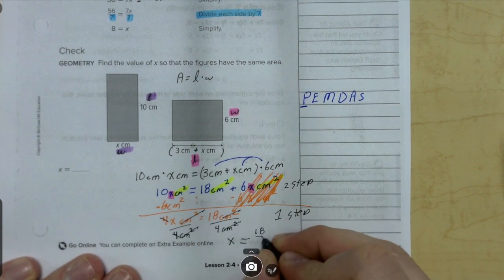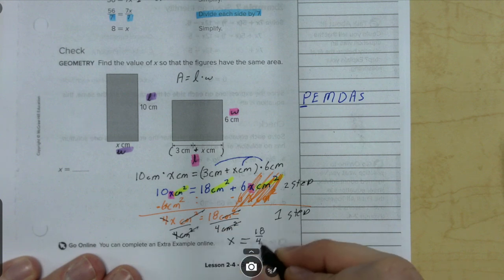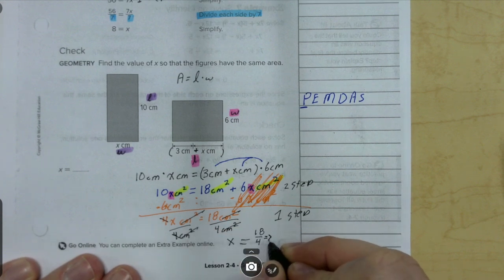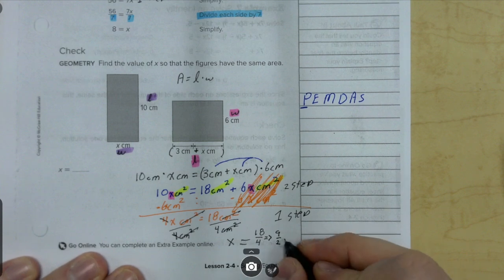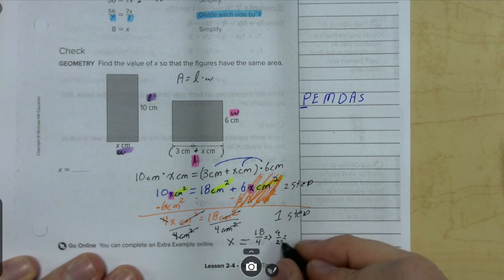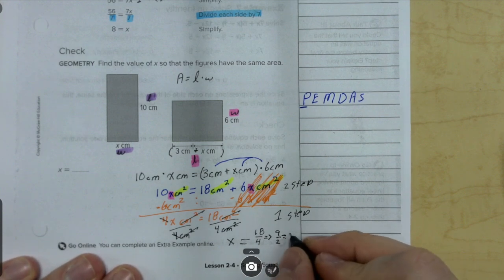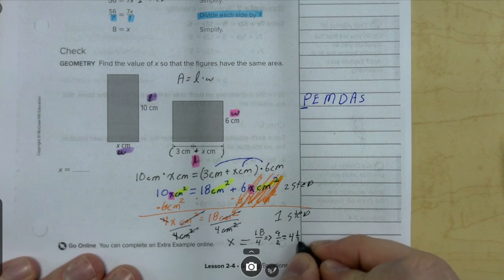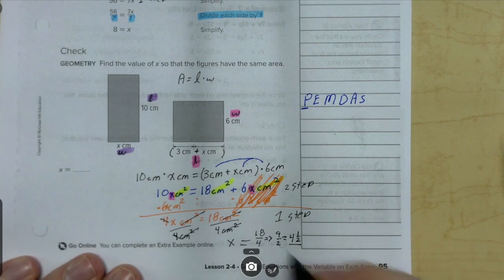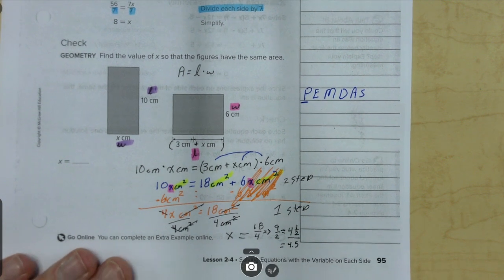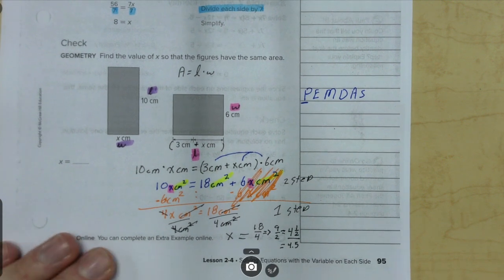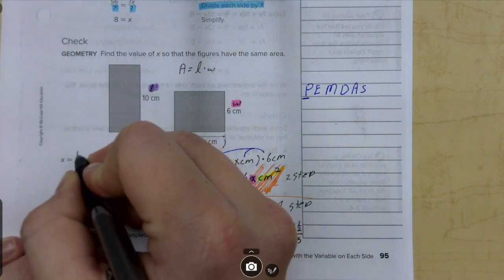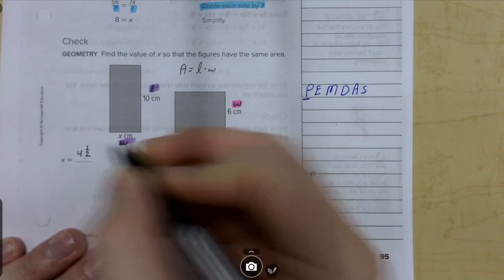18 over 4. They're both even. We can cut them in half to 9 over 2. 9 over 2 is the same as 4 1/2. If you plugged it into a calculator, you could also get 4.5. So we are looking for an x value of 4 1/2.